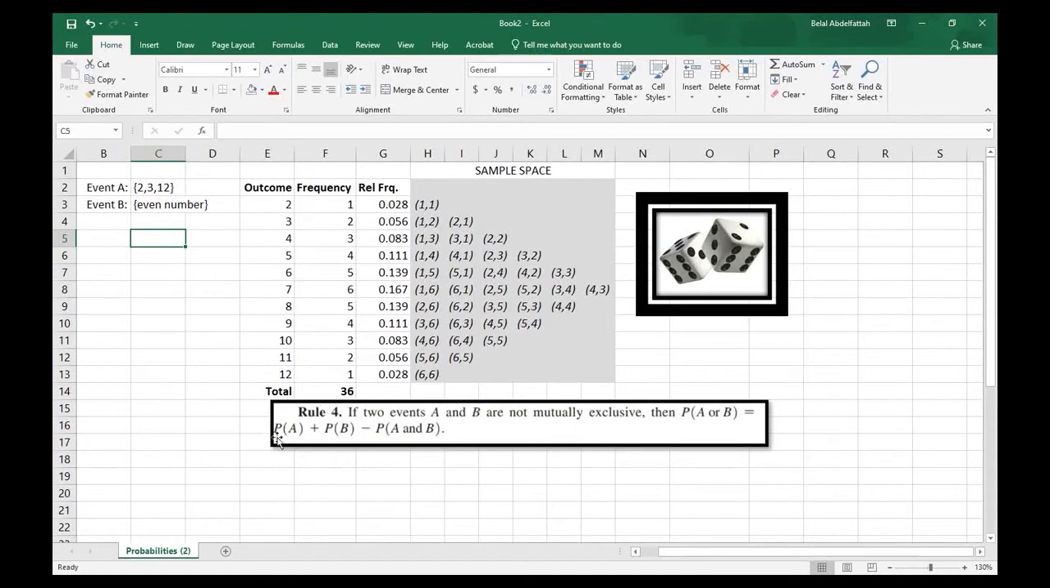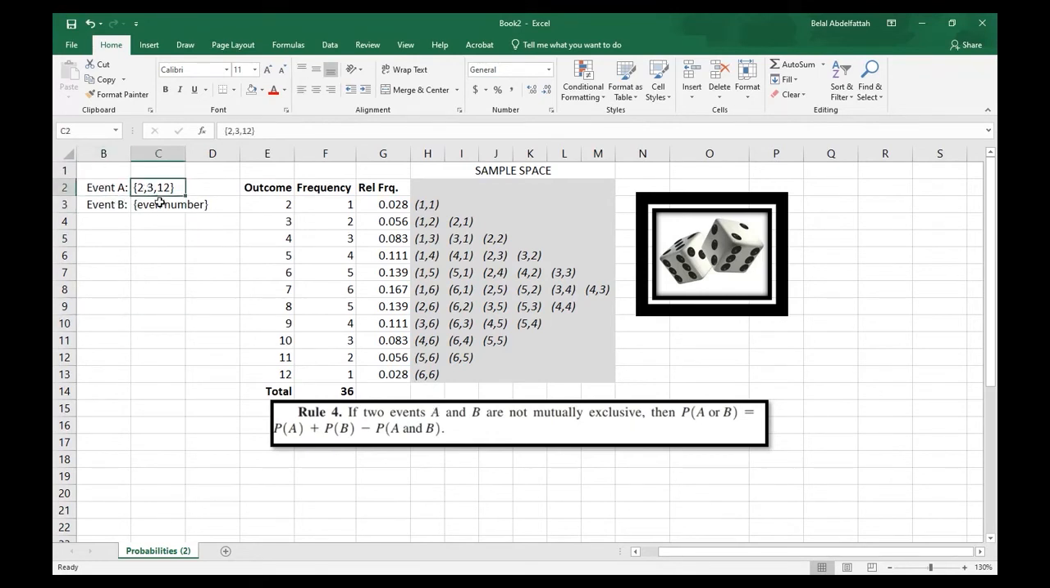So I'm going to be talking about rule number 4 in regards to the probability rules. And it says here that if two events A and B are not mutually exclusive, then this would be the formula. So we have P(A or B) equals P(A) plus P(B) minus P(A and B). So we're looking at two events in this example.